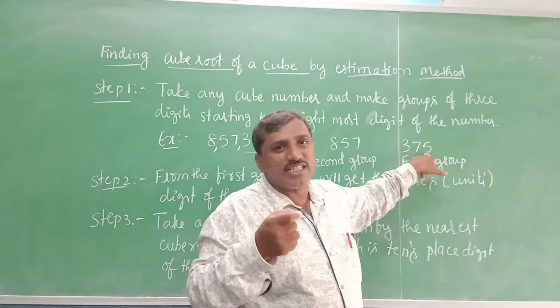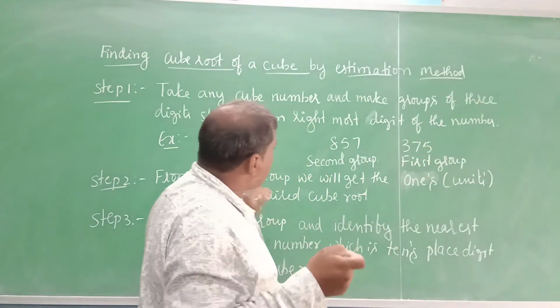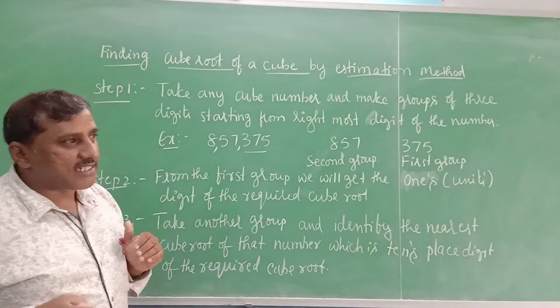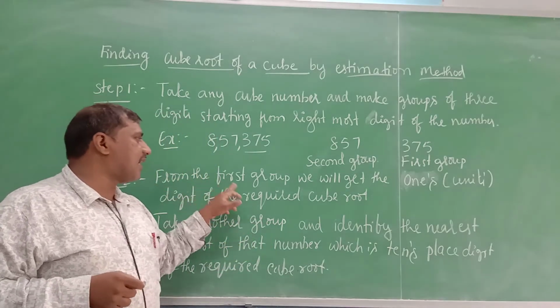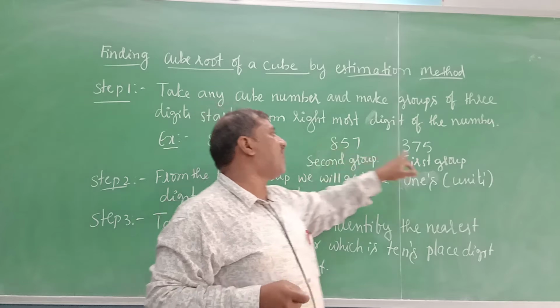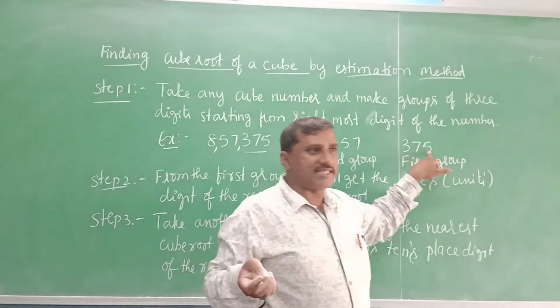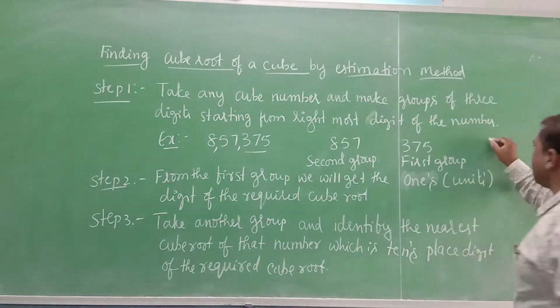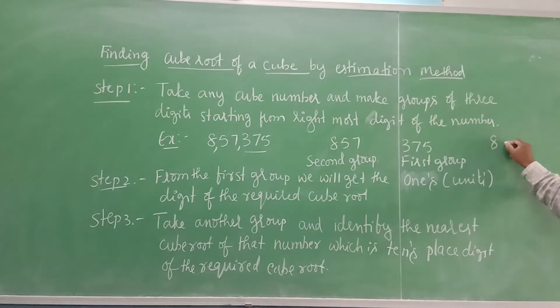Therefore, the units place digit of the cube root of the given number will be 5. If you find 8 in the units place, then the units place digit of the cube root is 2. If you find 1 in the units place, then we will find 1 in its cube root.